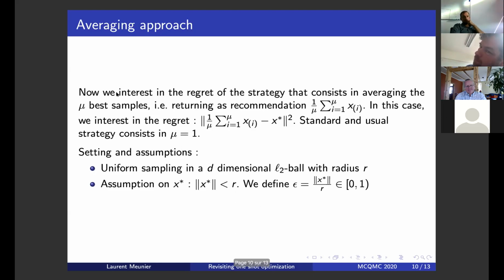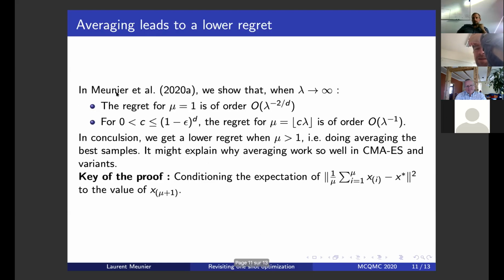The setting we will suppose is that we sample the points x1 to x lambda in a d-dimensional ball of radius r, and we will suppose also that the optimum x star is inside the ball. And we will denote epsilon the ratio between the norm of x star and the radius of the ball in which we sample.